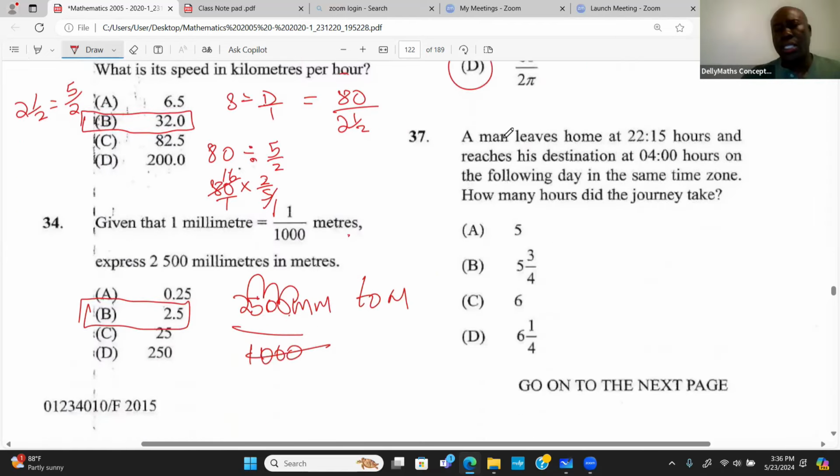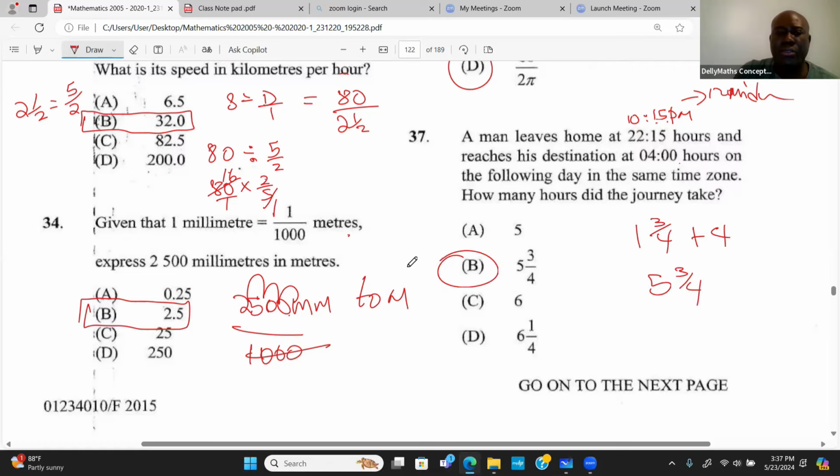All right, so 37. 37 says, a man leaves home at 22:15, which is 10:15 p.m., and reaches his destination at 400 hours, which is 4 a.m. on the same day in the same time zone. How many hours did he travel? What we want to do is link this to 12 midnight. So 12 midnight is 1 hour and 3 quarters from 10:15 p.m. And we're going to add that to 4. So this is just 5 3/4, right? So that's it right there.